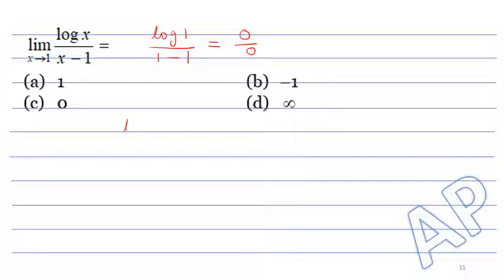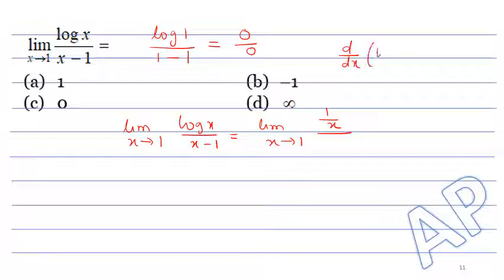According to L'Hopital's rule, the limit as x tends to 1 of log x by x minus 1 is equal to the limit as x tends to 1 of the derivative of log x, which is 1 by x. You will learn this: d by dx of log x is equal to 1 by x. So the derivative of log x is 1 by x and the derivative of x minus 1 is 1. So as x tends to 1, we get 1 by 1 which is equal to 1. So option A is the right choice for the given question.